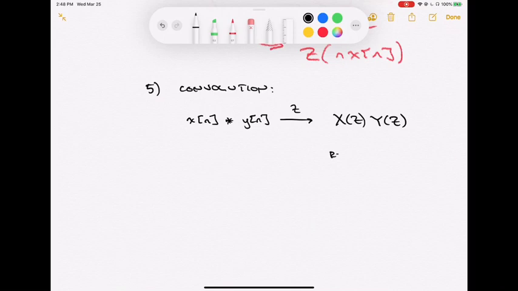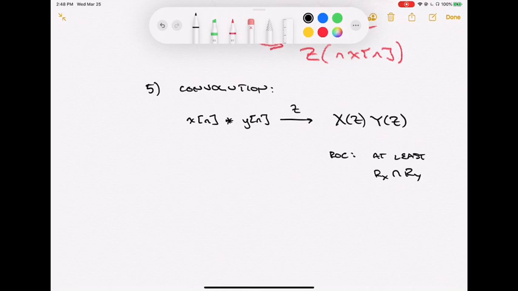Now, if we have a bilateral transform, we also have to handle the region of convergence. The region of convergence, much like one of the ones we saw before, is going to have this at least, because that multiplication could cause the cancellation of a pole. It is at least Rx intersect Ry. It could get bigger if one of your poles canceled.